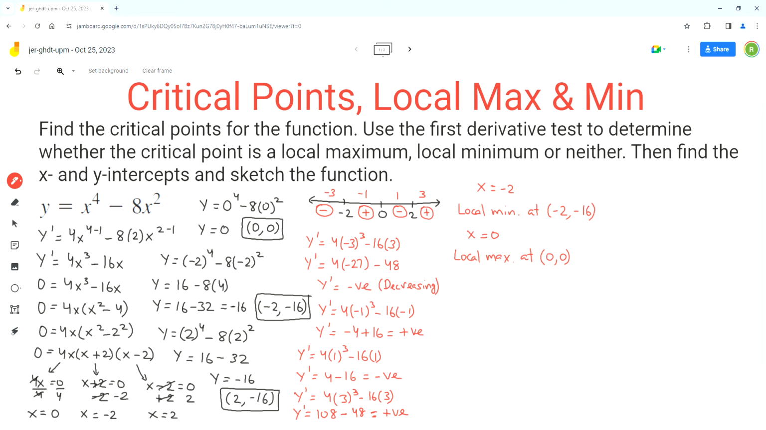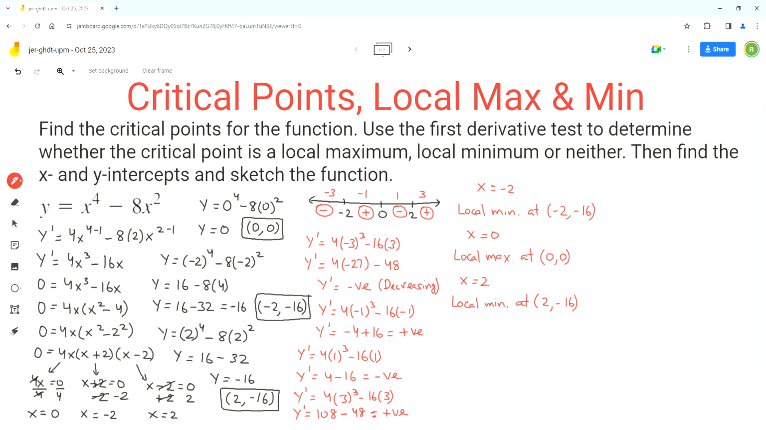Now we can analyze the third critical point, which is at x equals 2. Now to the left side of x equals 2, the prime of y is negative, and to the right side of x equals 2, the prime of y is positive. That means at x equals 2, the function changes from being decreasing to increasing. That means there is a local minimum at negative 16.